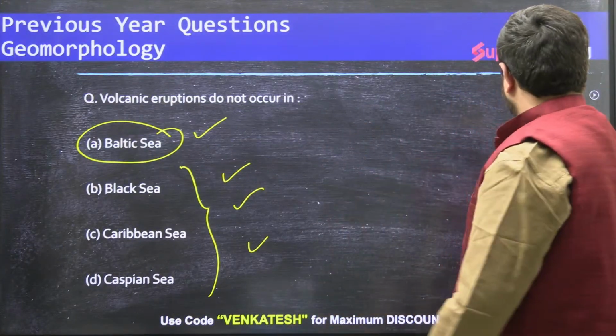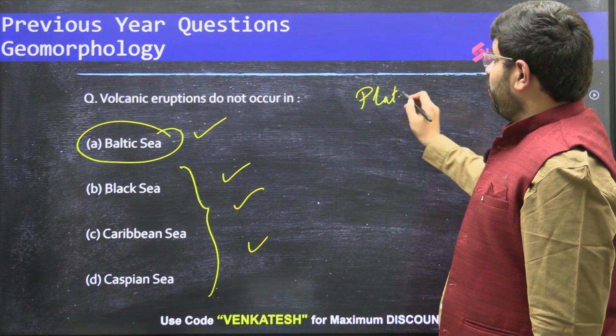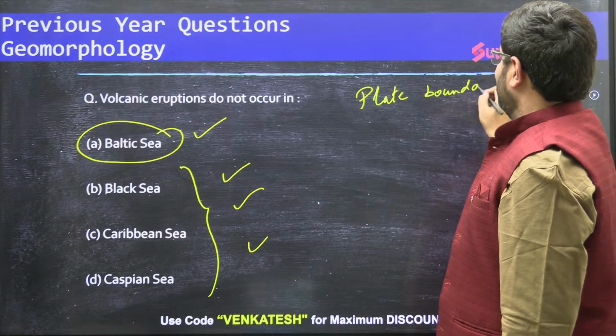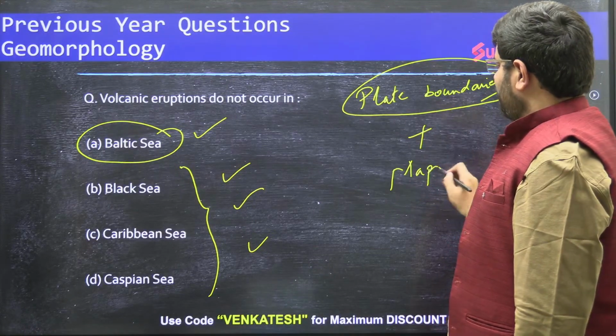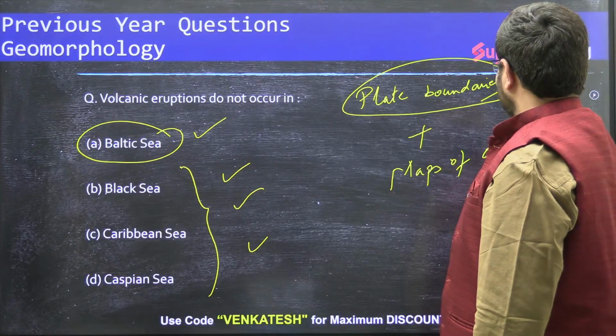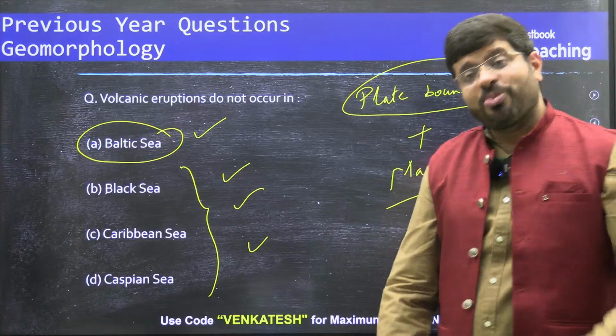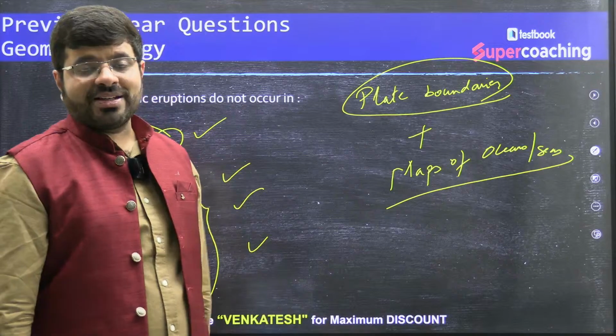So you need to have an understanding of where the plate boundaries are, and then an understanding of the maps of oceans or the minor seas. If you try to superimpose them, then you will get the answer. So that is the uniqueness involved here.